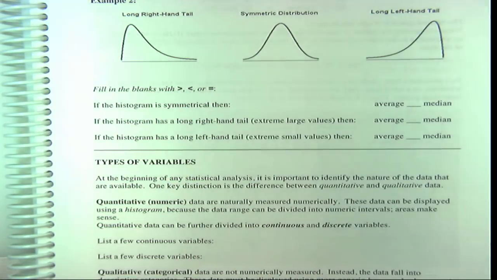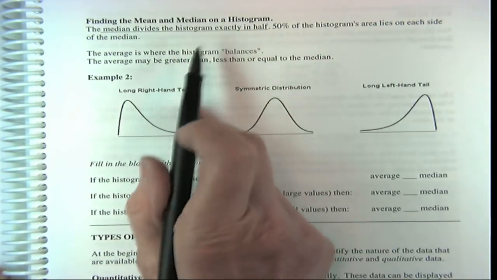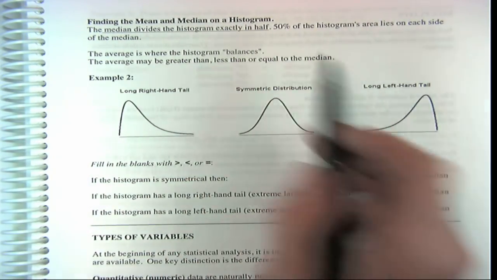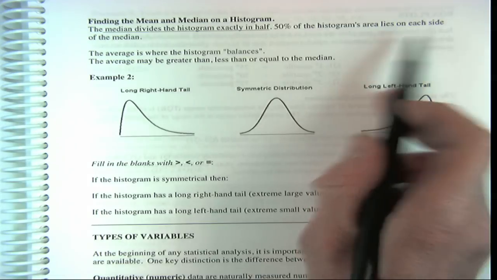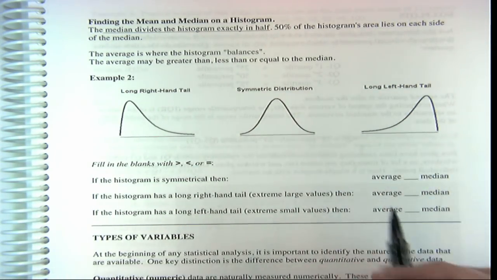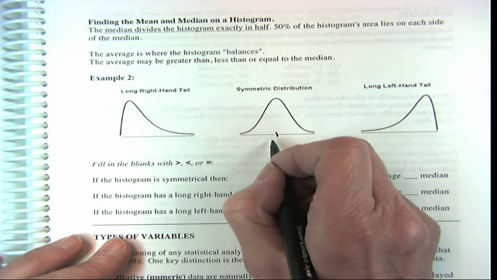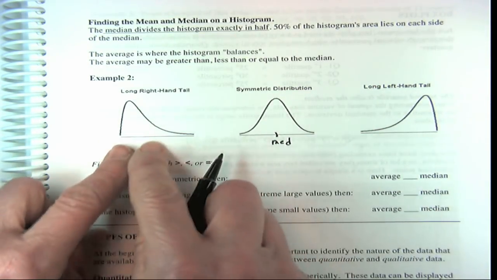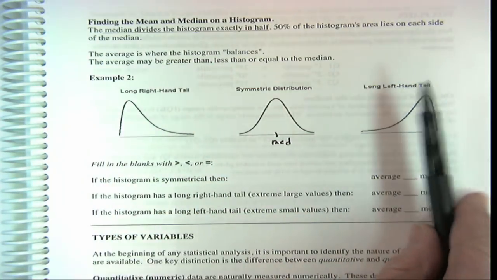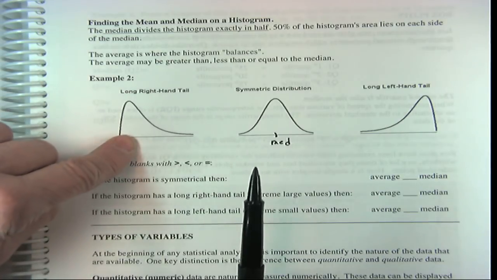And now, what are we going to do? Finding the mean and the median on a histogram. Okay, so the median divides the histogram exactly in half. 50% of the histogram area lies on each side of the median. It divides in half by area. So here, the median's right in the middle. Here it's harder. You'd have to imagine, you want to divide it exactly in half by area.